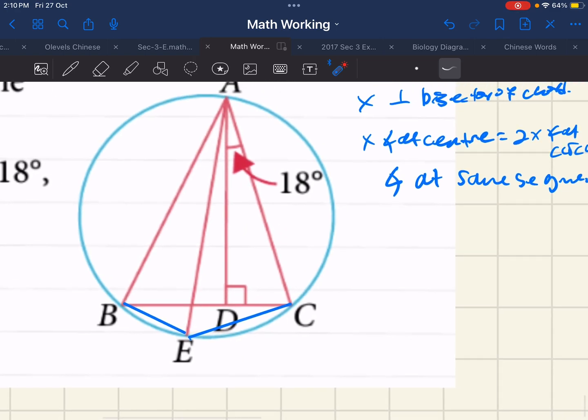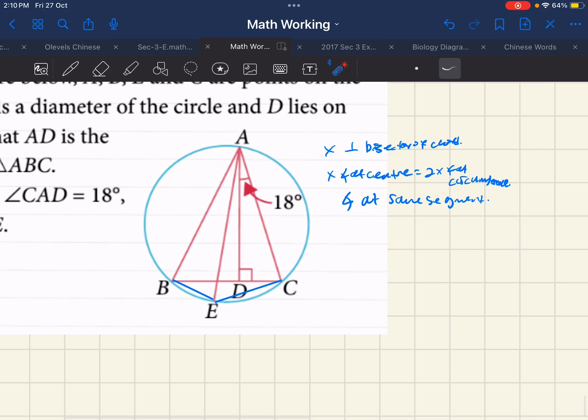Now, how do we go about finding this angle? We know that AE is a diameter. So when something is on the diameter, what is this? Right angle. What is this property name? Right angle in a semicircle. This is a semicircle because AE is a diameter. So this angle here is a right angle. No matter how it's positioned, I confirm this one is a right angle.